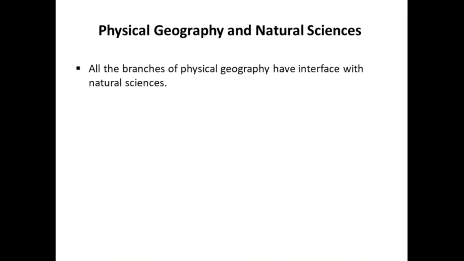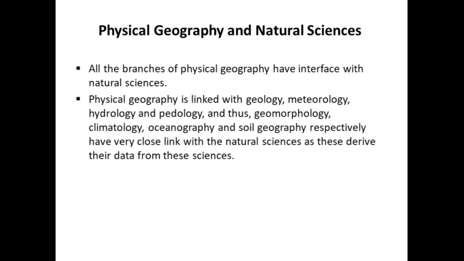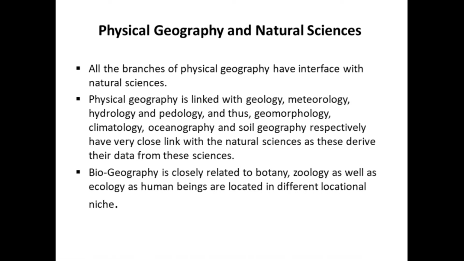Now let's check the relationship between geography and natural sciences. All the branches of physical geography have interface with natural sciences. Physical geography is linked with geology, meteorology, hydrology and pedology, and thus geomorphology. Climatology, oceanography and soil geography respectively have very close link with the natural sciences as these derive their data from these sciences. Biogeography is closely related to botany, zoology as well as ecology, as human beings are located in different locational niches.